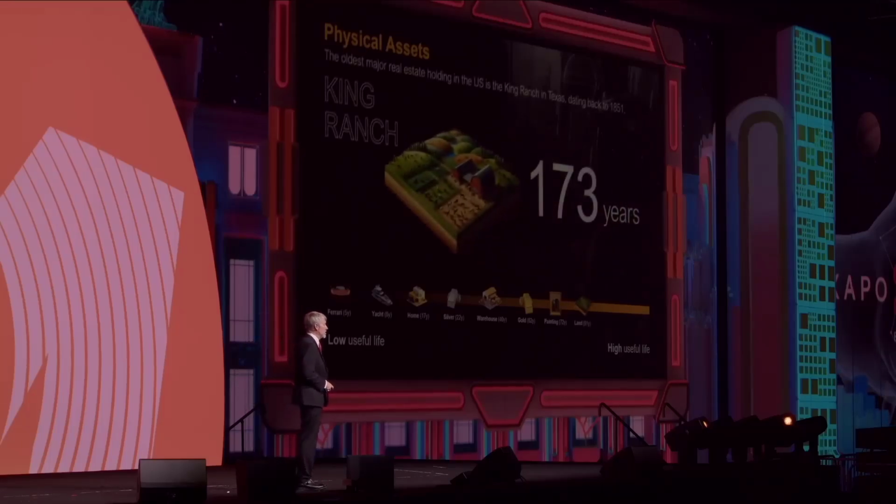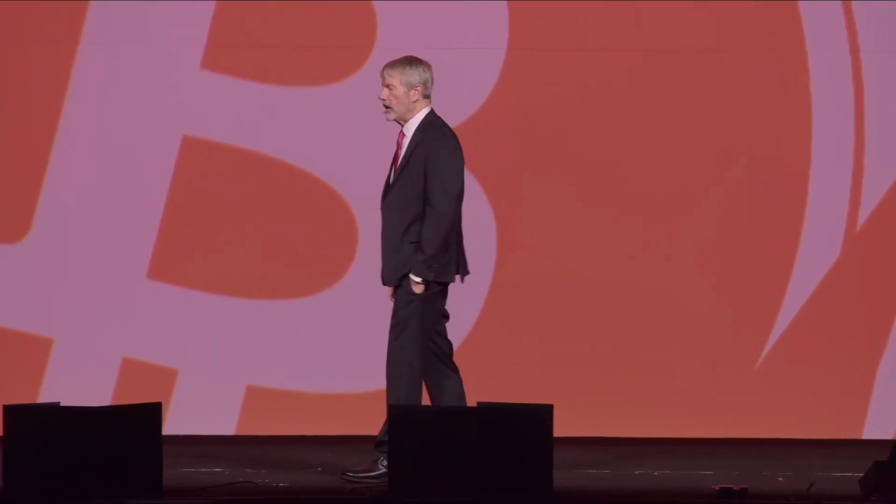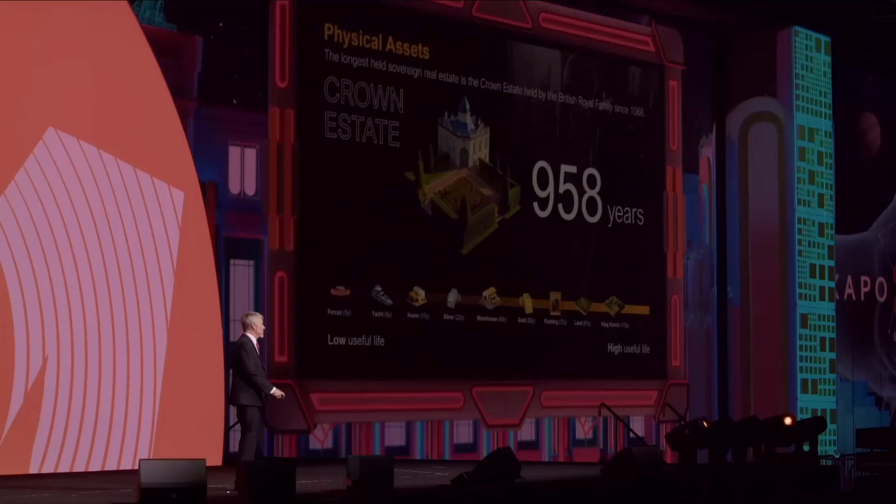The oldest family ranch in the United States is King Ranch. They made it 173 years. Every other family in the country failed. And here's the longest held property, the Crown Estate in the United Kingdom. You could say the royal family held it since 1066, but on the other hand, it passed from the Plantagenets to the Stuarts, through the Lancasters and the Yorks, and eventually found its way to the Hanover family. And so maybe 7 different families split that. None of them got to take it with them.